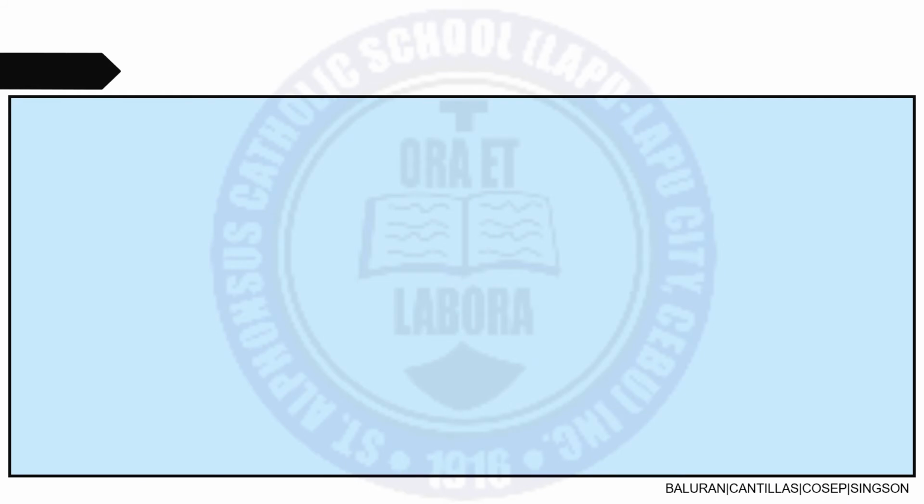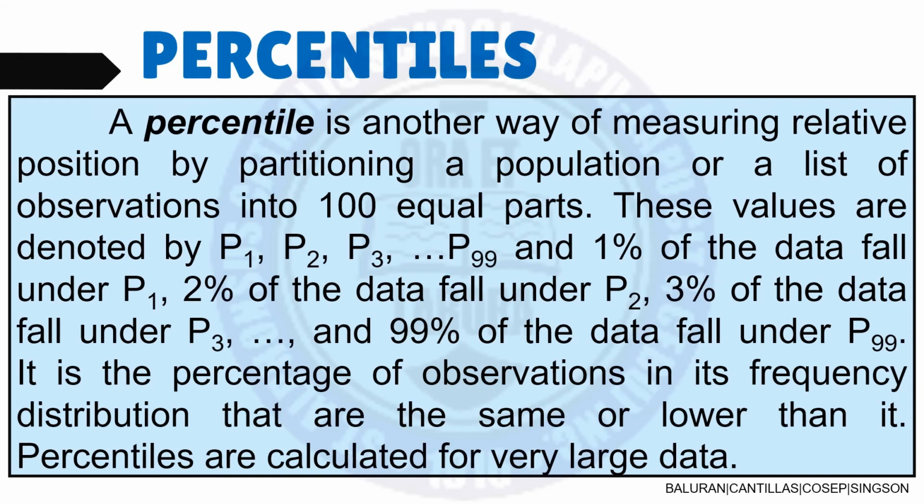What are percentiles? A percentile is another way of measuring relative position by partitioning a population or a list of observations into 100 equal parts. These values are denoted by P sub 1, P sub 2, P sub 3, up until P sub 99. And 1% of the data fall under the first percentile, 2% of the data fall under the second percentile, 3% of the data fall under the third percentile, and 99% of the data fall under the 99th percentile.